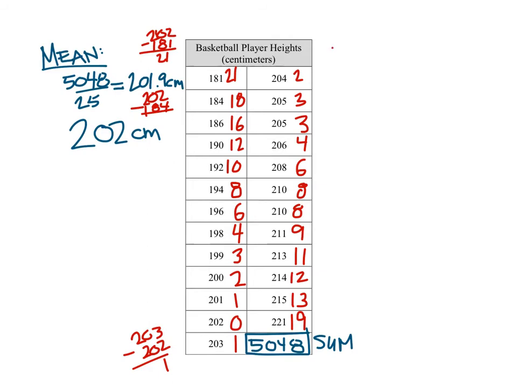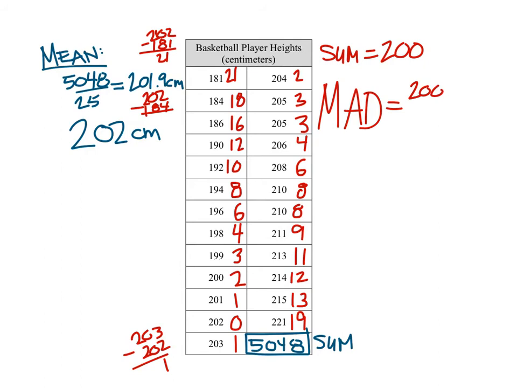Now what we'll do is find the sum of the red numbers. All right, so the sum of those red numbers is 200. Again, that's how far away each of those original player heights are from the mean. So now that we want to find the mean absolute deviation, all we're going to do is take that sum of those distances, 200, and divide it by however many numbers there were, 25, and we get 8. So one mean absolute deviation would be 8 centimeters for each deviation.